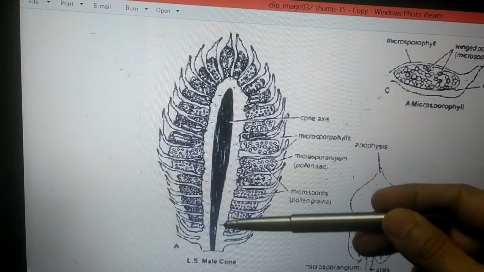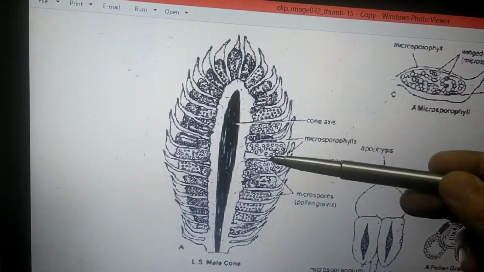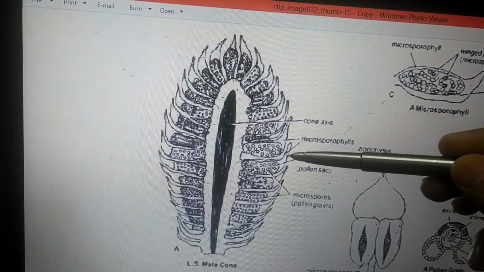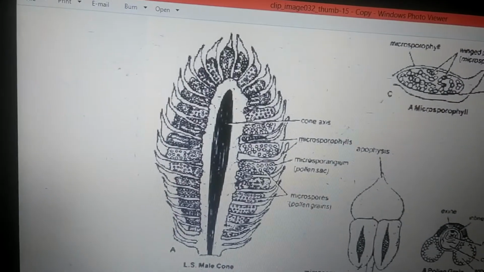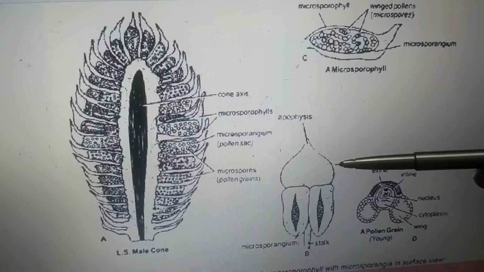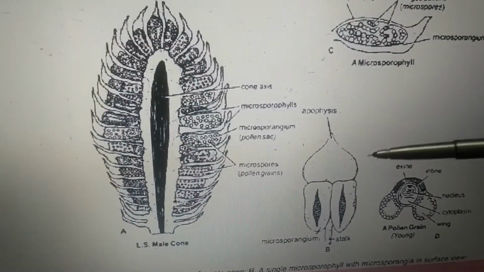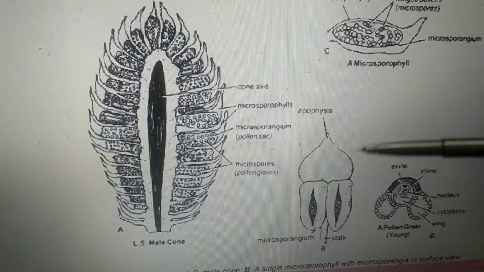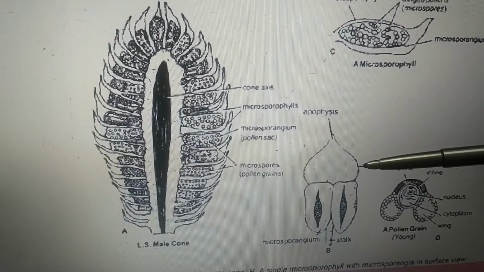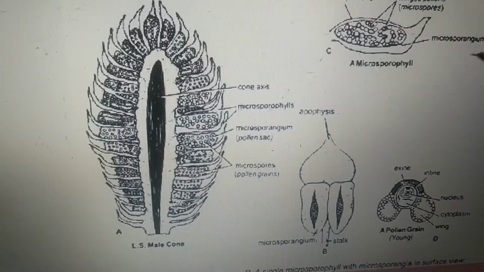So this will be the cone axis. Centrally there is a cone axis. On either side of the cone axis, what is present is a large number of leaf-like structures called microsporophylls. Now this is an enlarged view of a single microsporophyll. How does it appear? It is small, membranous and a brown colored structure. Now this microsporophyll is comparable to the stamen of the flowers in the case of angiosperms.